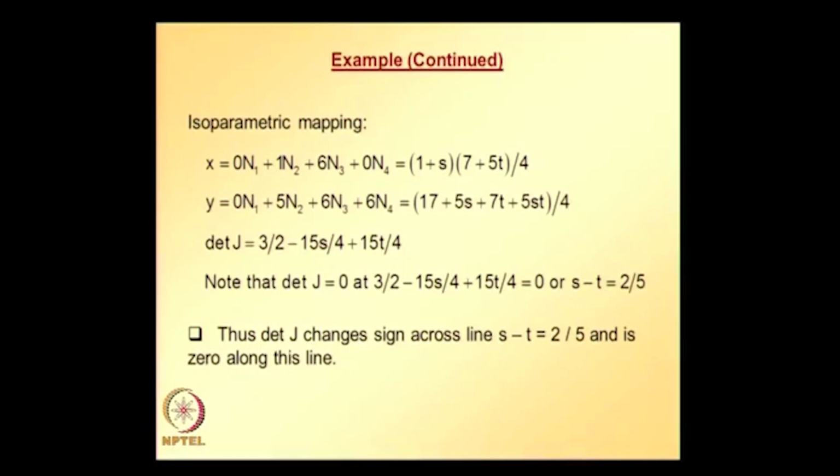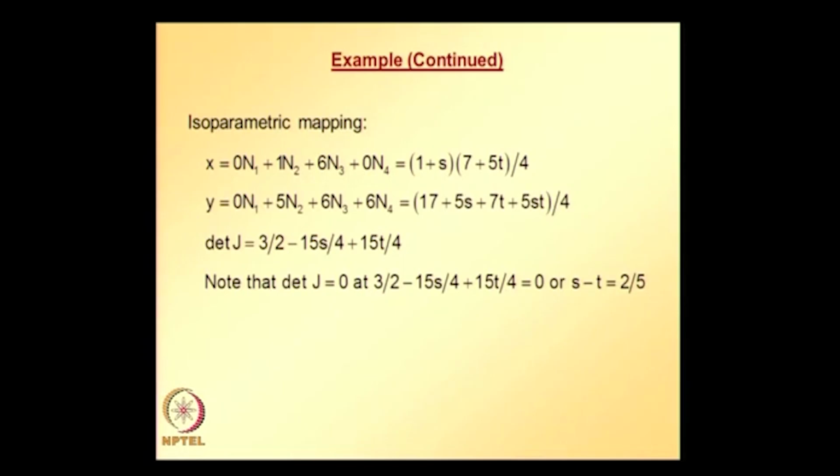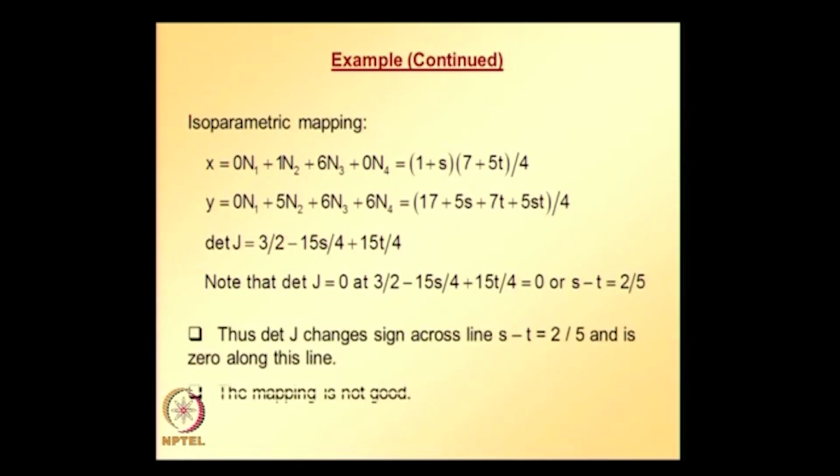So, here in this case it turns out that mapping is not good, because determinant of J changes sign across the line, which is going to cut the element domain. So, determinant of J is going to be 0 along this line, S minus T is equal to 2 over 5. So, mapping is not good.